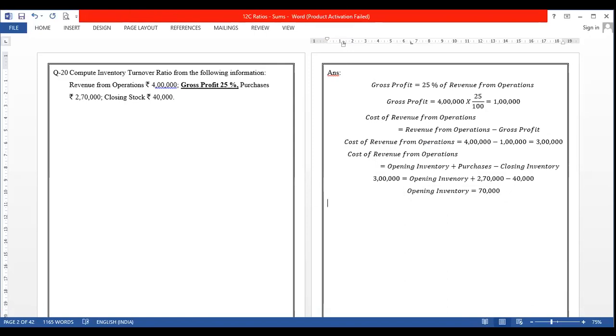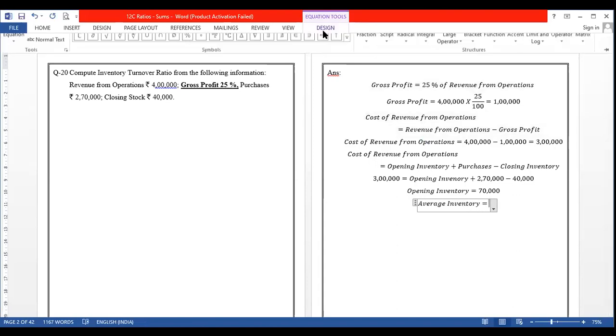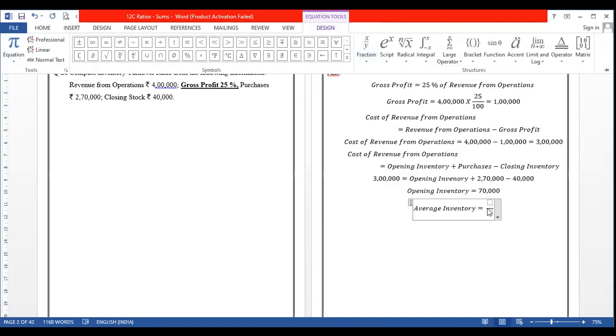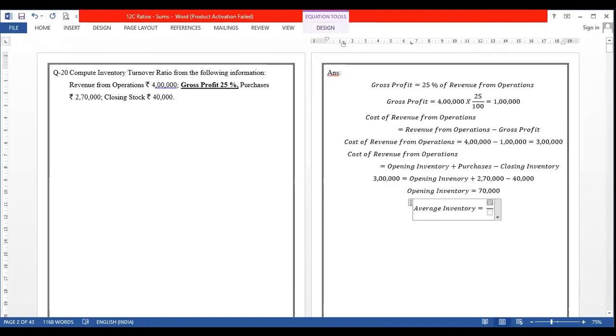So we have COGS with us, that is cost of revenue from operations, rupees 3 lakh. We have opening inventory calculated right now, 70,000. We have closing inventory, 40,000. Before we apply the formula for inventory turnover ratio, we need to have average inventory now. I'm not writing the formula, let me place the values directly. What is the formula for that otherwise? Opening inventory plus closing inventory upon 2. Opening plus closing to be divided by 2.